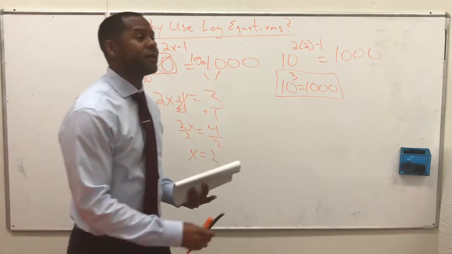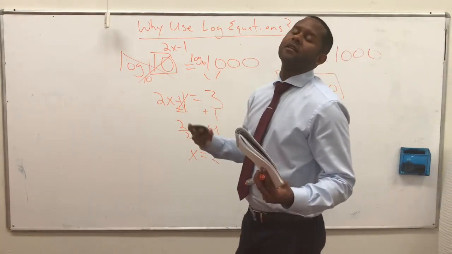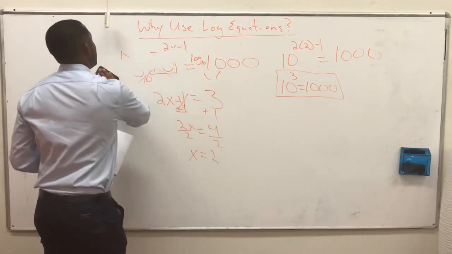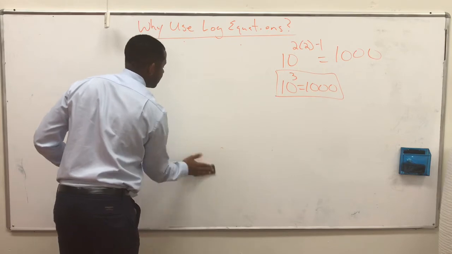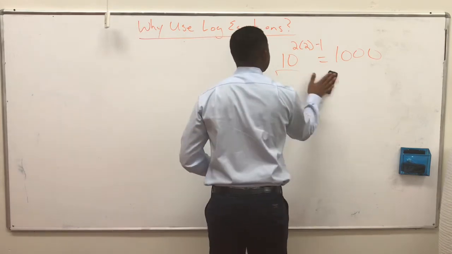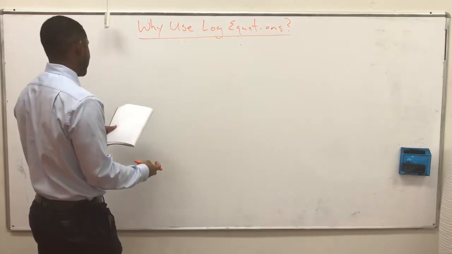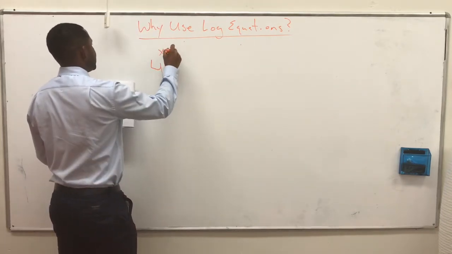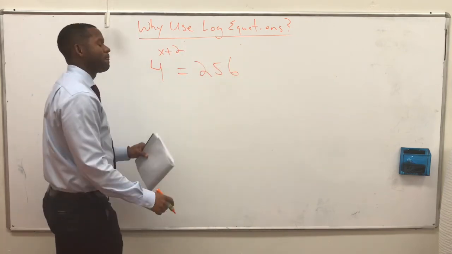Now you might be wondering, why are we just talking about base 10? Because your calculator only has the button to use base 10. We're going to find out how to use your calculators for other bases, but I wanted to give you 2 examples that you could actually calculate right now. But I could do this in the same way. Let's say if I had base 4. If I had 4 to the x plus 2 equals 256.